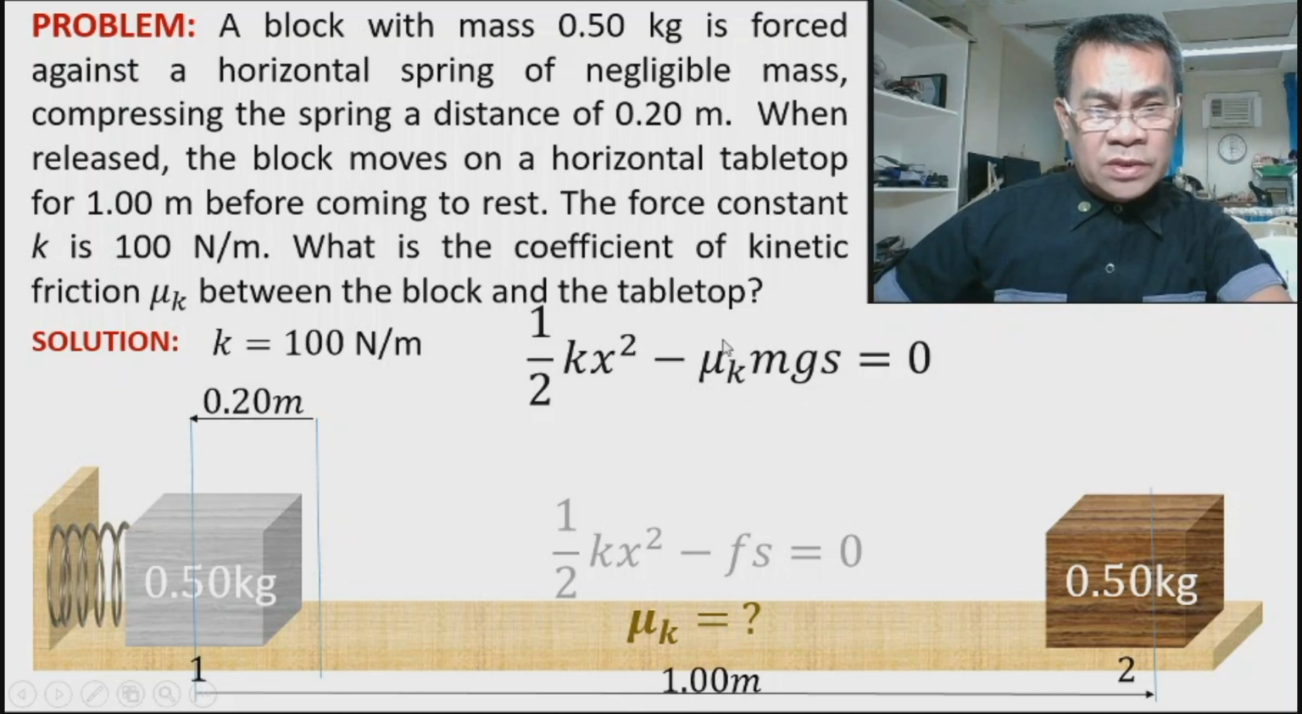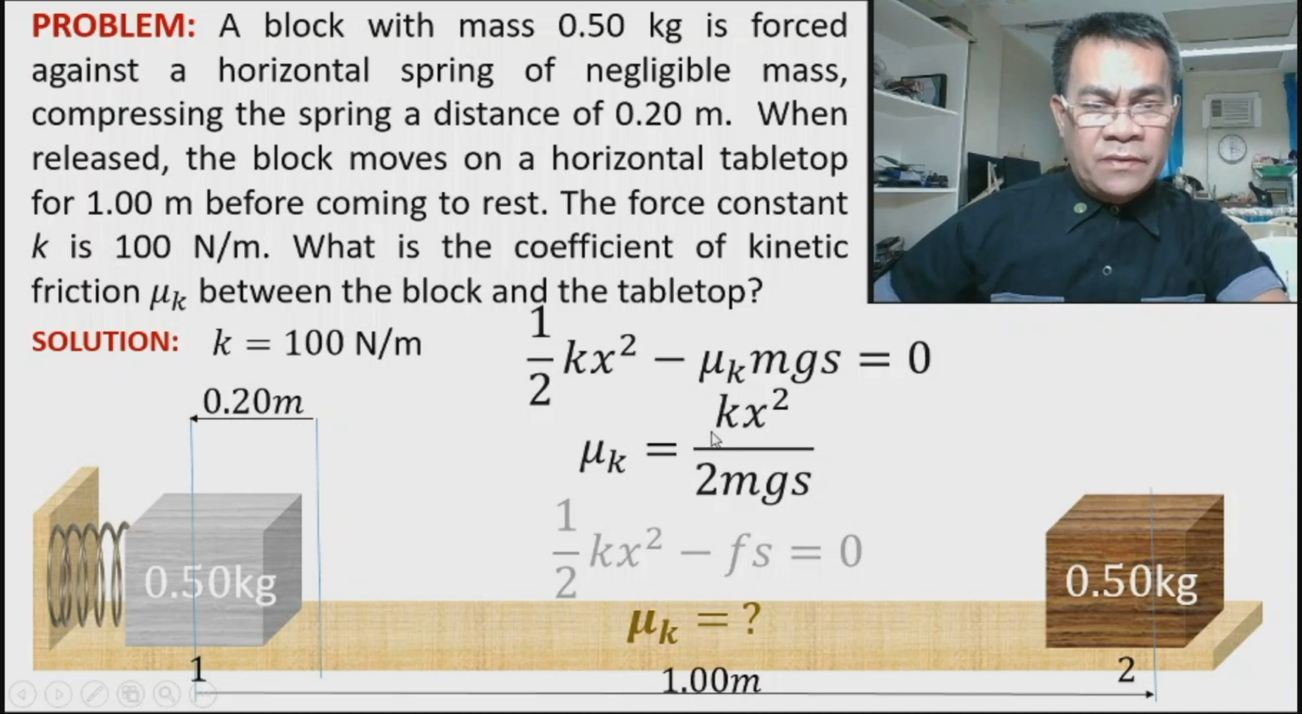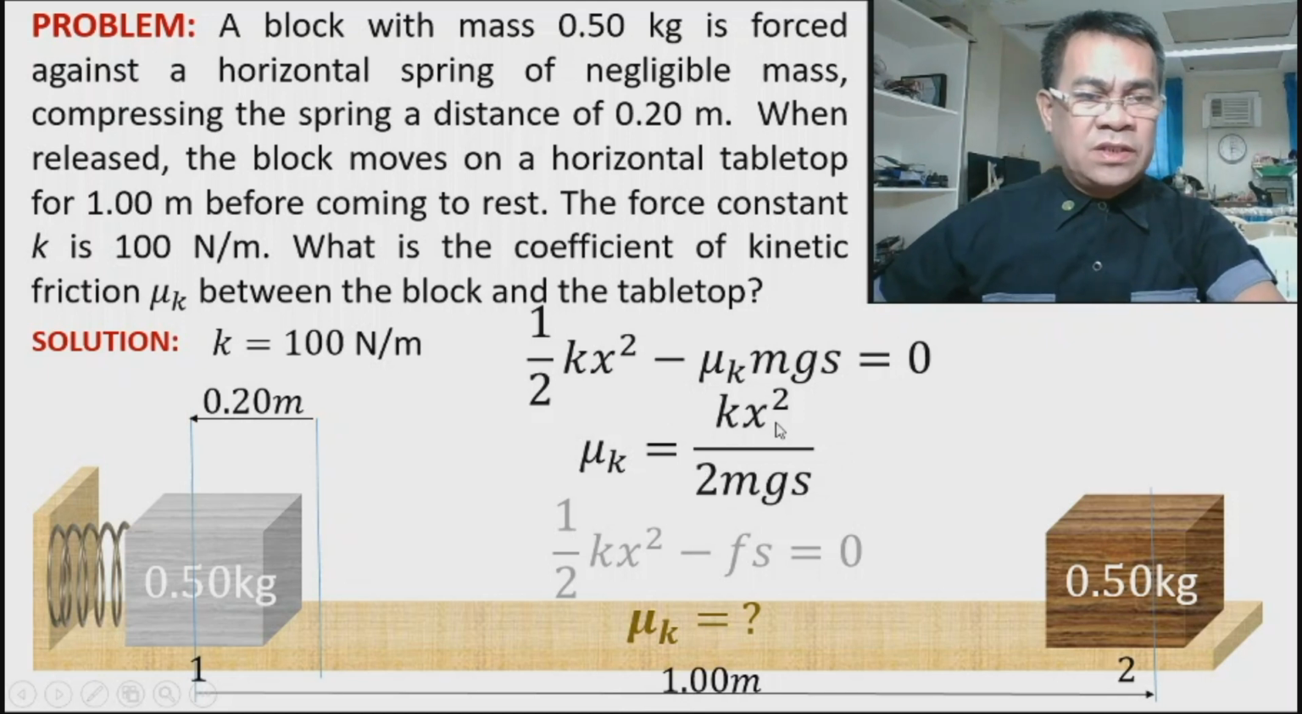So look at this one. We are asked to solve for mu k. So all you need to do is to transpose to the right, then divide both sides by mgs. That's it. You are already solving for mu k. So therefore, again, to solve for mu k, we have kx squared divided by 2 mgs, because we will divide both sides by mgs. So therefore, we have 2 mgs as the divisor. Substitute everything. Take note, k is 100. x is 0.20, squared. Then mass is 0.50 kilogram. g is 9.81. s is 1 meter.